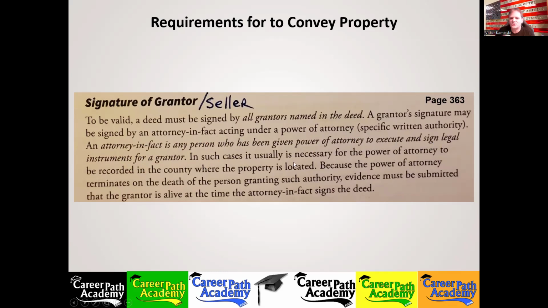In such cases, it's usually necessary for the power of attorney to be recorded in the county where the property is located. And because the power of attorney terminates on the death of the person granting such authority, evidence must be submitted that the grantor is still alive at the time the attorney in fact signs the deed. And this can be done simply by having the seller appear before a notary at any date after the date the document was signed.